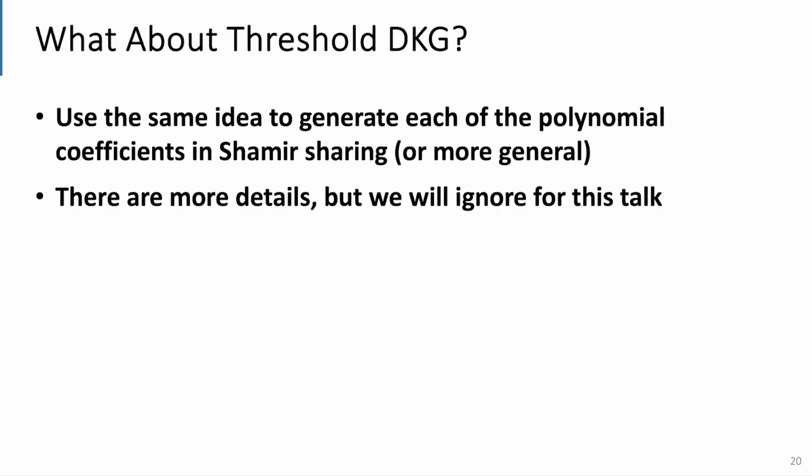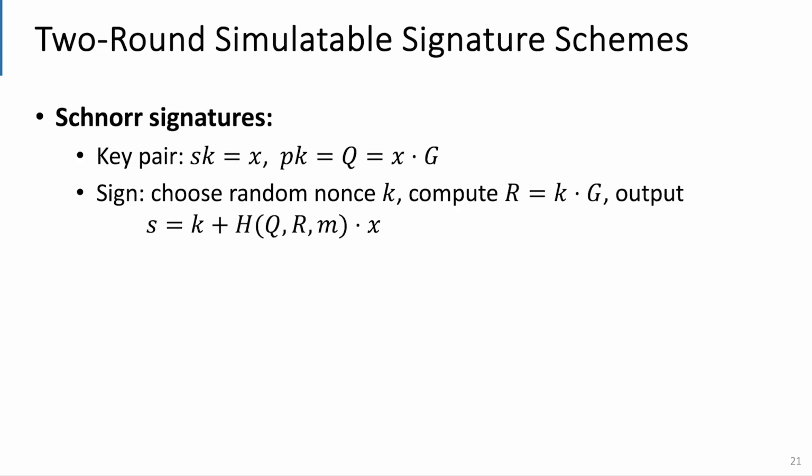The idea here is to just do the same thing, but to generate each coefficient of the polynomial using the eVRF, and then you can get a type of Feldman VSS for a polynomial and add it together and do DKG. What about two-round simulatable signatures? And now everything becomes much easier because it's all just the same thing over and over again. Okay? So what are Schnorr signatures?